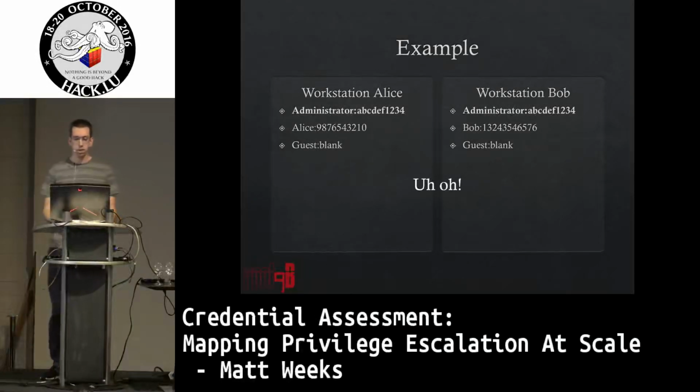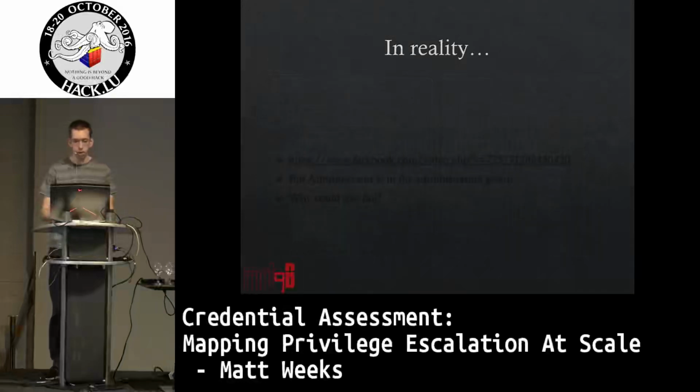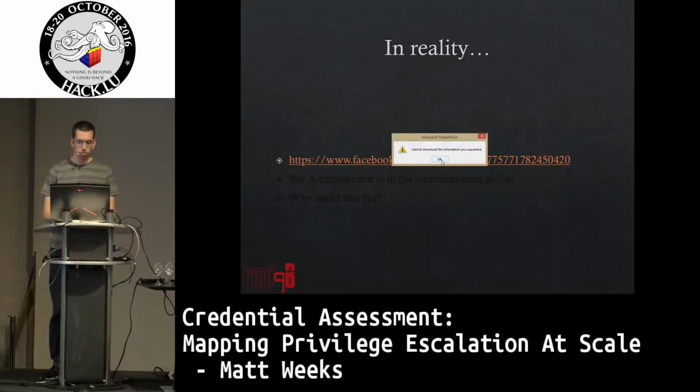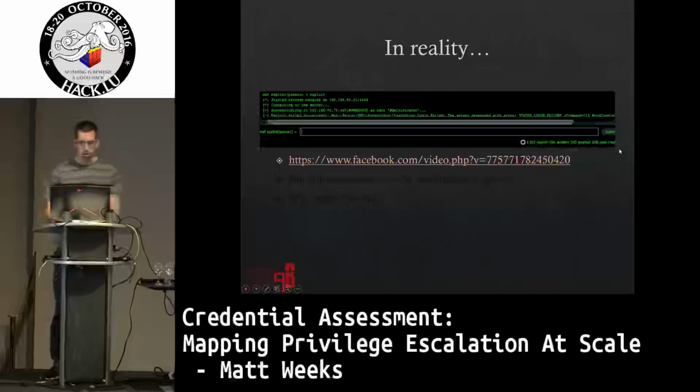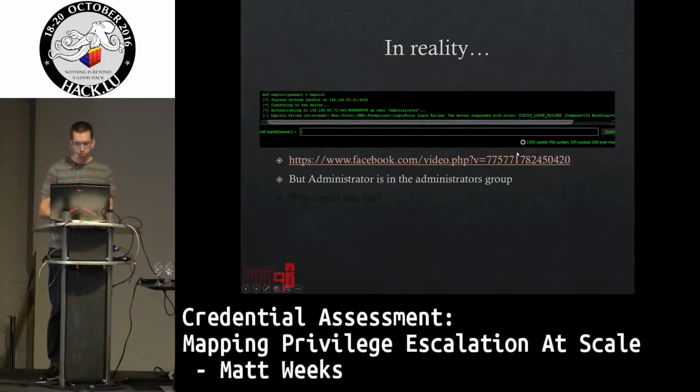So, you can steal the hash from Alice if you've compromised that system and use it to compromise Bob. But in reality, nope, our link is not going to work, so we're going to skip that. We go ahead and try to run this attack using a Metasploit pass the hash, and we get exploit failed, status logon failure. But the administrator's in the administrator's group, so why could this fail?